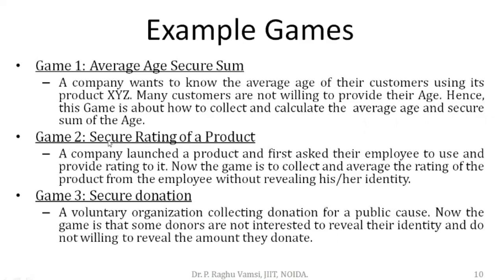Now game 2, secure rating of a product. A company launched a product and first asked its employees to use it and provide a rating. The game is to collect the average rating of the product from the employees without revealing their identity. Some employees who don't like the product may directly put 0 or 1, or some employees may give 5 to get an appraisal from their bosses. So that is the reason the rating has to be provided without revealing the identity of the employee.